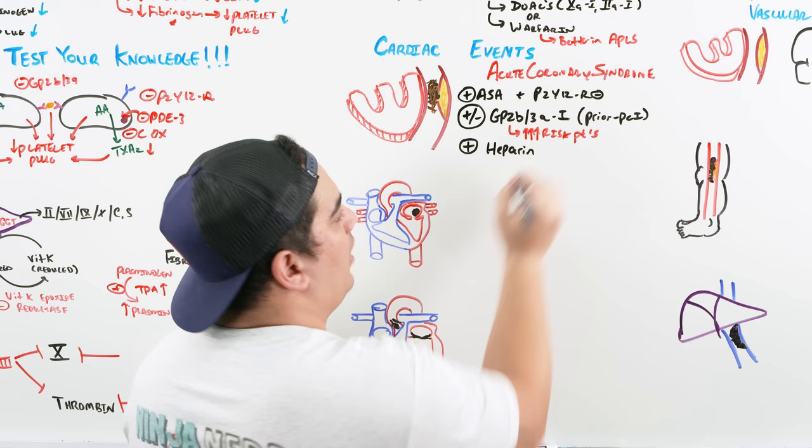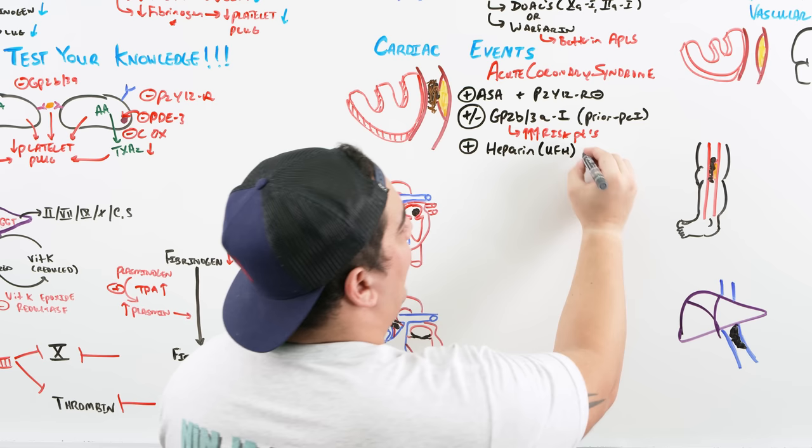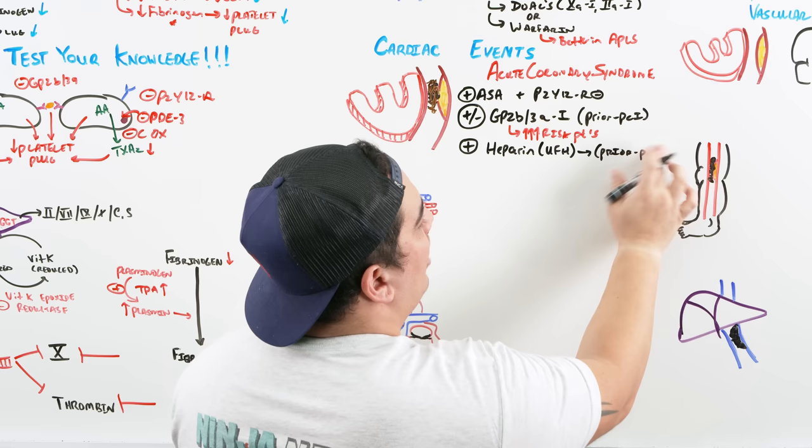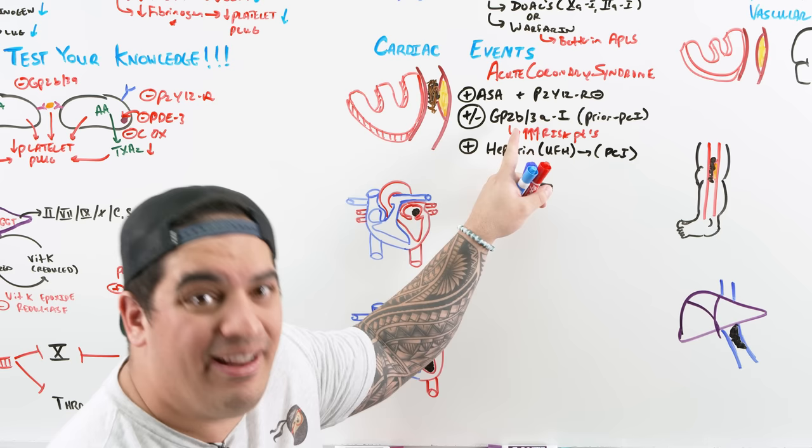So unfractionated heparin is actually going to be the easiest to titrate. You can actually monitor the levels. So usually unfractionated heparin is going to be the preferred agent in this situation. And again, this is going to be prior to PCI and then during PCI. So prior and during PCI. So this is usually for those patients who are going to get a PCI. Okay? So we'll start off with aspirin and a P2Y12 receptor blocker, plus or minus a GP2B3A inhibitor if the patient's high risk, and then we'll add on an anticoagulant like heparin for PCI.